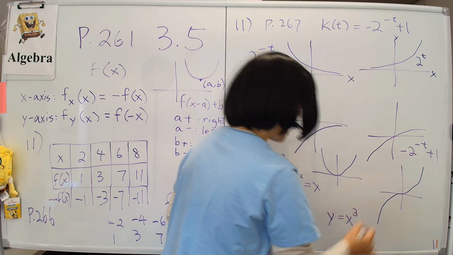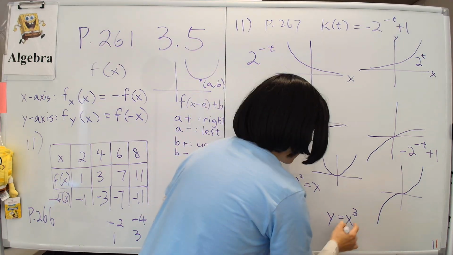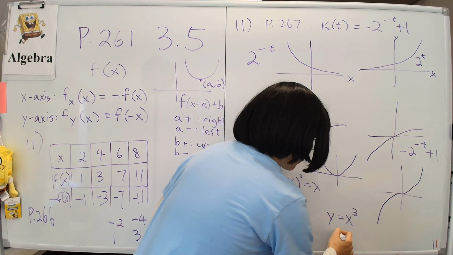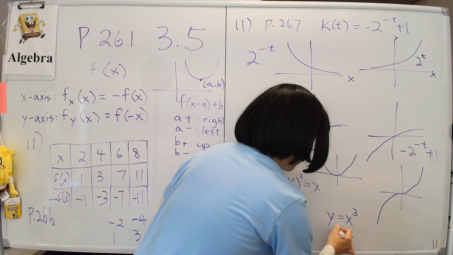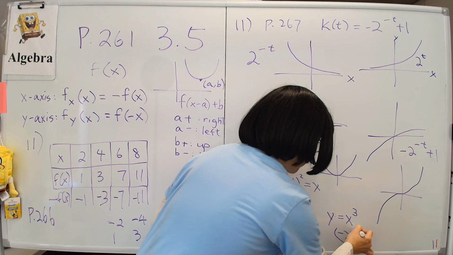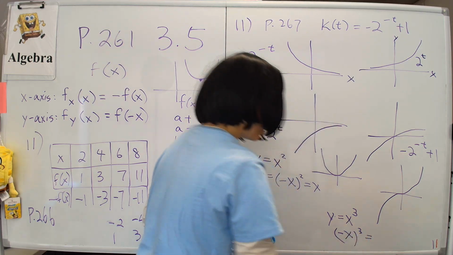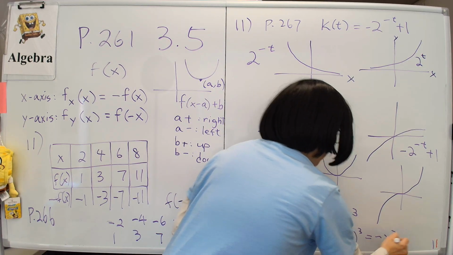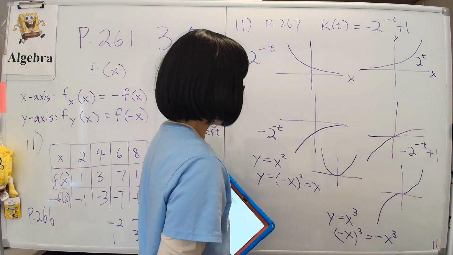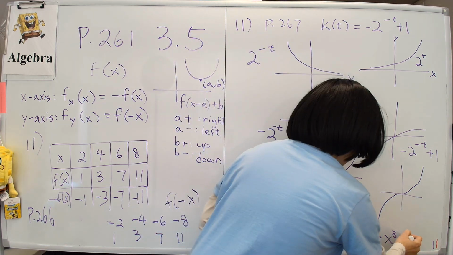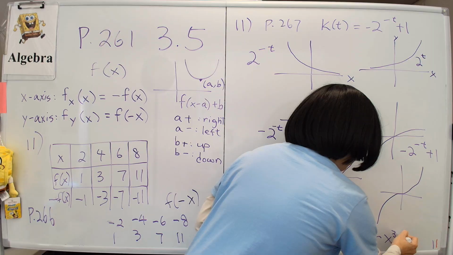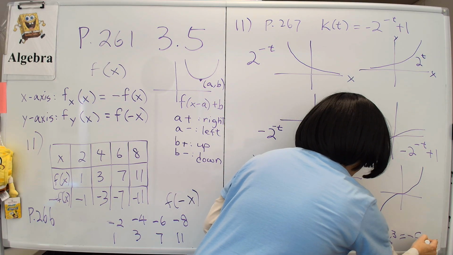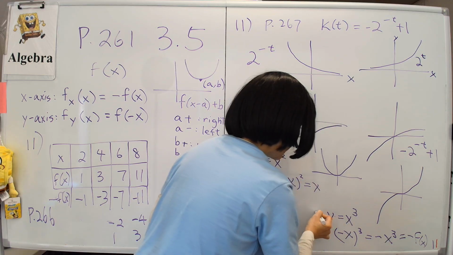Now, in this case, if you replace x with a negative x, then what you have is negative x to the power 3, okay? And being that it is multiplied 3 times, your negative sign is still there when you're done with it. So then that equals a negative x to the power 3, which is the minus of the original function, okay? Minus f of x. See, y is f of x.